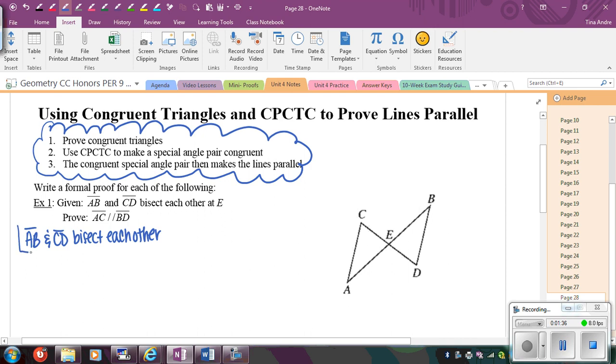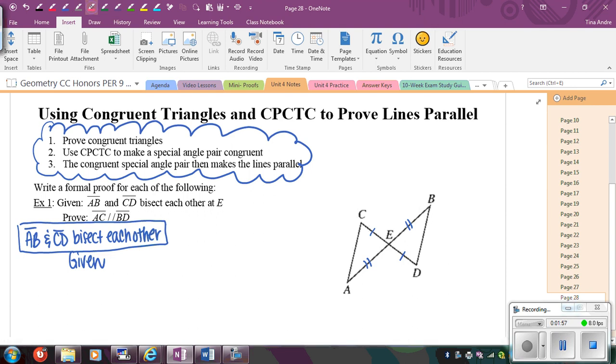And if I look at my picture, here's my given. That means right away, if these are bisecting each other, both segments are getting bisected. So it means that CE and ED are congruent, as well as AE and BE. And then if I look at where I'm trying to go, I'm trying to get AC parallel to BD. So basically, if I can prove angles that are alternate interior or corresponding or alternate exterior angles congruent, then these segments would have to be parallel.